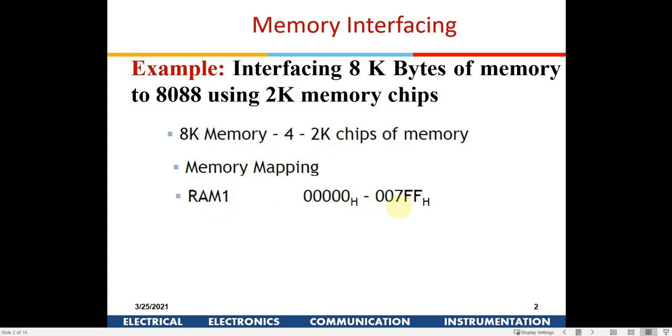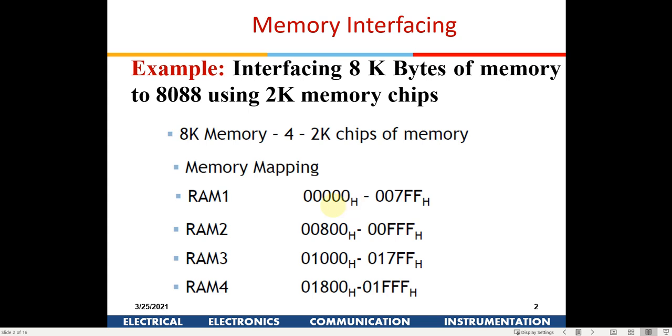So we have to first assign the addresses which we need to give to the 4 RAMs. For 2K memory, if we start from 00000, it will end at 007FF, right? The next one will start from 0800 and end at 00FFF, and then the third RAM can start at 01000 and end at 017FF. So you have consecutive 2K memory locations allocated to all the 4 RAMs.